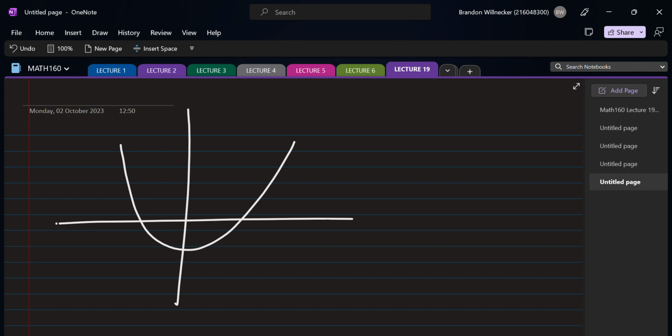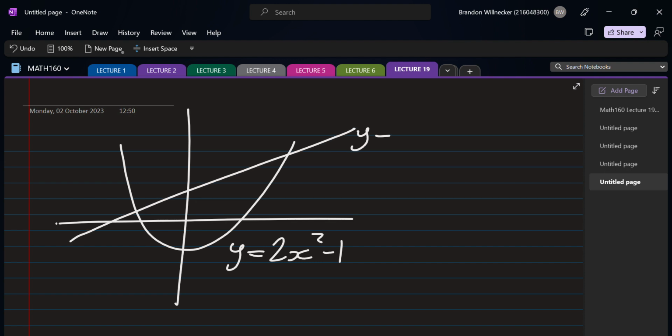So let's say we've got something like this. y is equal to 2x squared minus 1. And then we've got a straight line, y is equal to 2x plus 2. Again, the picture is just so that we can see what's happening. That won't be provided. You won't need to sketch it. It's just for us to see what's going on.